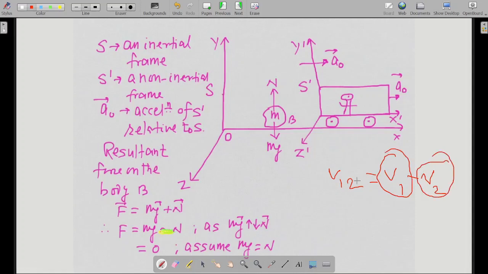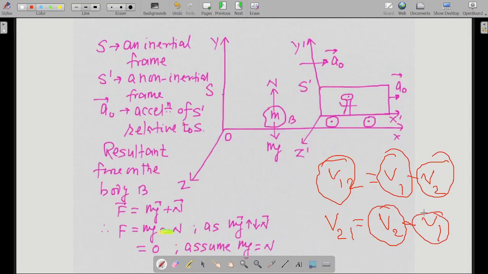What is that? That is velocity of body 1 with respect to body 2. Now you have to find out the velocity of body 2 with respect to body 1. Then what will happen? V2 minus V1 will come, okay. Because V21 means velocity of the body 2 with respect to body 1. So body 2 velocity minus body 1 velocity will be equal to V21. Similarly, apply the same logic over here.